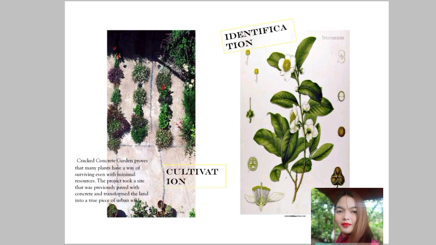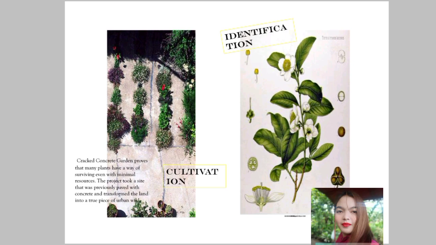So for the cultivation and identification, you need to identify first your plants. Right? You must know the plants because some plants harm people, that if you touch it, you will have some allergies, and some will kill you because of its poisons.